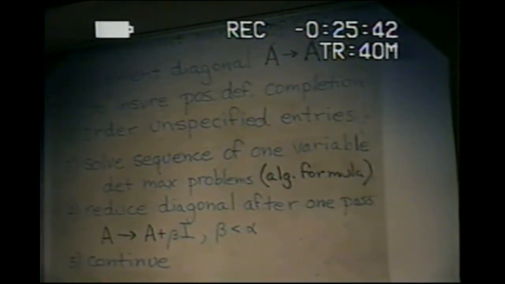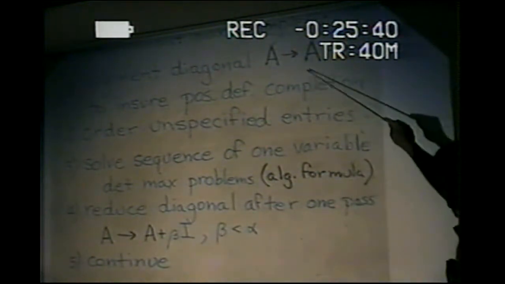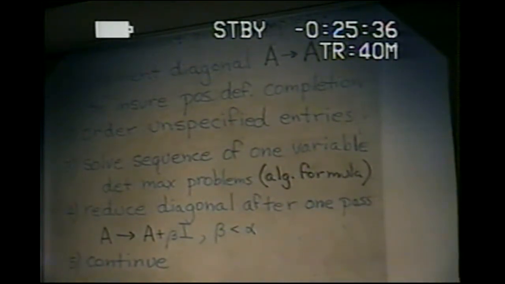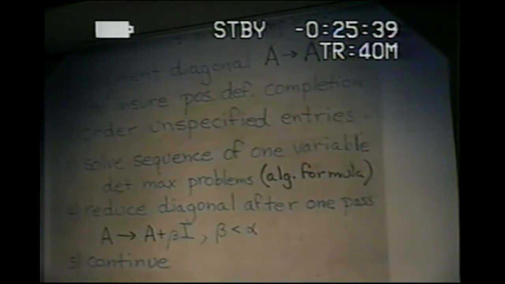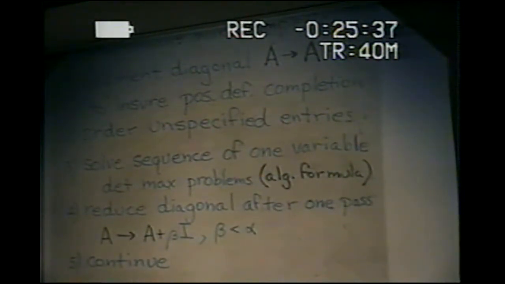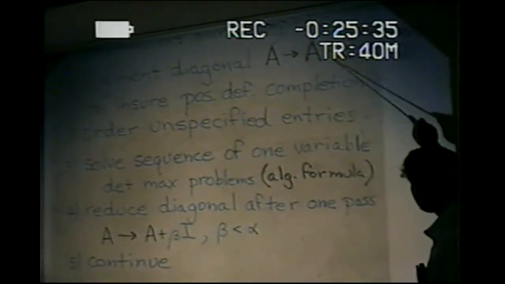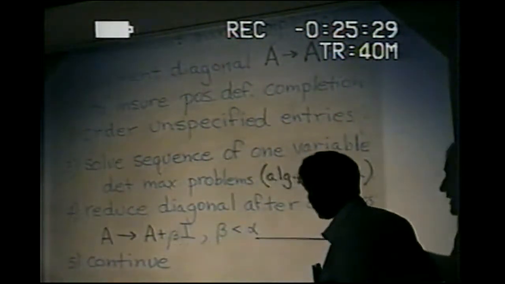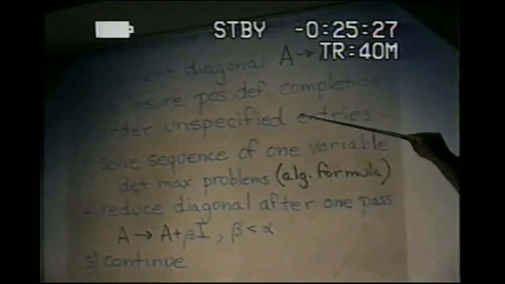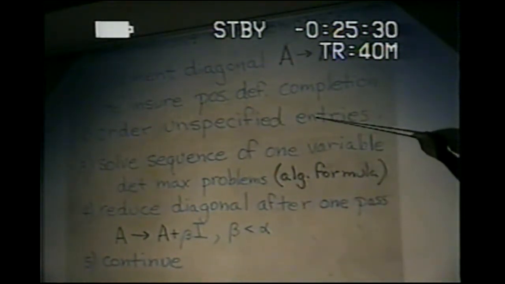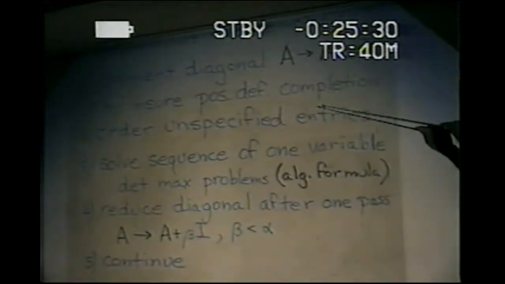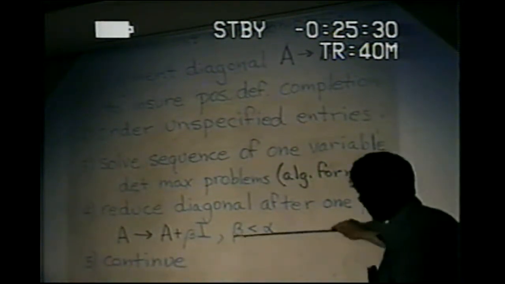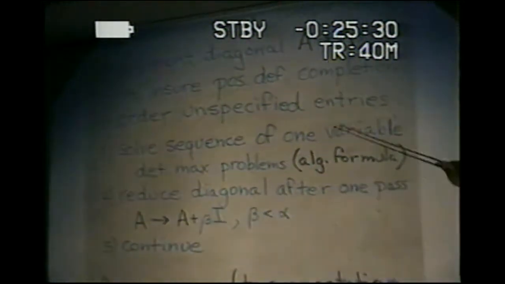After I've gone through all the entries once, and I have a new completion, I can calculate the minimum eigenvalue of that completed matrix. It will be positive, and I can decrease the value of alpha somewhat. So I pick a new value, say beta, which is less than alpha, and I do the same thing again. I now solve a sequence of one variable problems associated with my ordering of the unspecified entries. And I come down here and decrease a little bit more, and I continue this process.